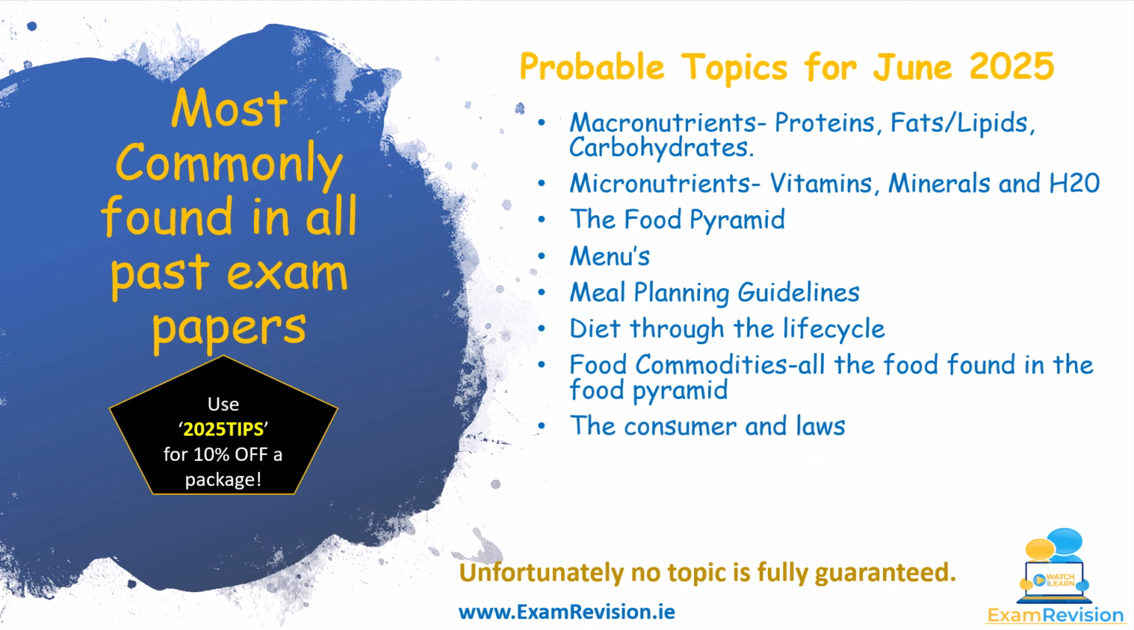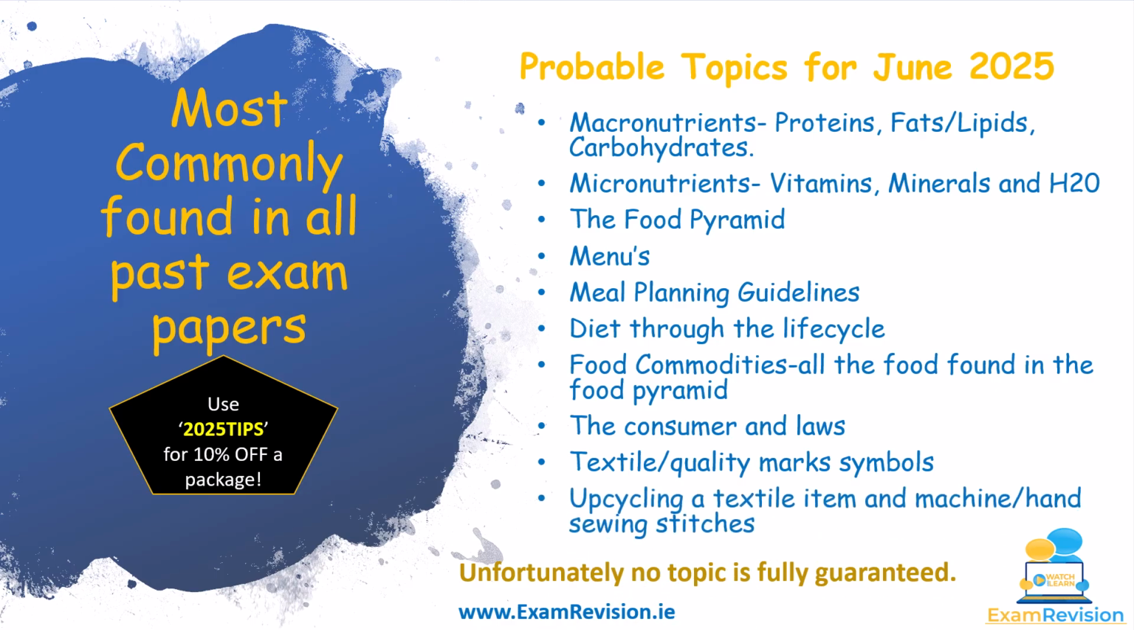The consumer and the laws. Textile quality mark symbols. Upcycling a textile item, that's come up the last 3 years. And also the likes of machine and hand sewing stitches. A lot of students generally forget to revise these because they think because they're done within their CBA 1 that they don't have to study them again. This is why they tend to come up in exam questions.